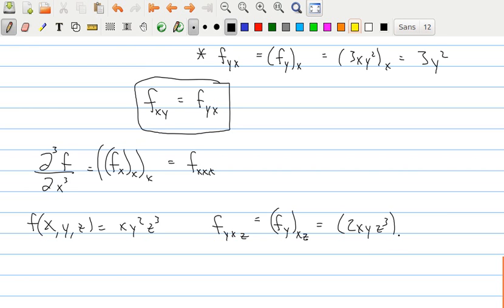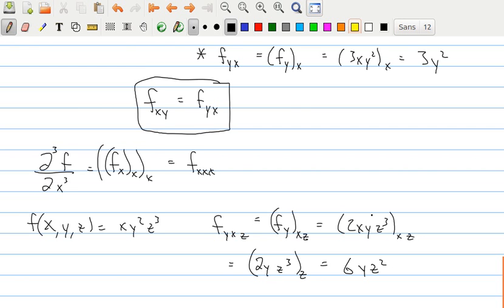And then we're going to take its partial with respect to x and then z. And so we take the partial of this thing with respect to x, that's just going to give us 2yz cubed. And then we haven't done the z partial yet. And then finally we take the partial with respect to z, and we get 6yz squared.